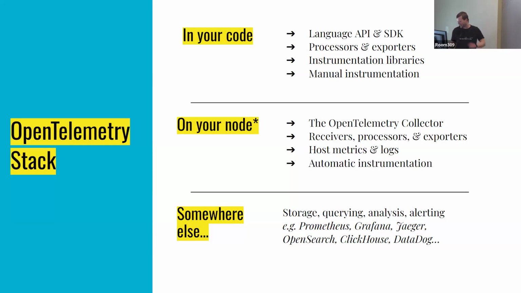Oh, and I missed some slides. Right, host metrics and logs. Those come from the collector. You're going to hear more about that in the talk after this one. And automatic instrumentation, that also happens on the node, right? Like if you want to run some no-code instrumentation that injects itself into whatever is running on your cluster, that's where the automatic instrumentation goes.